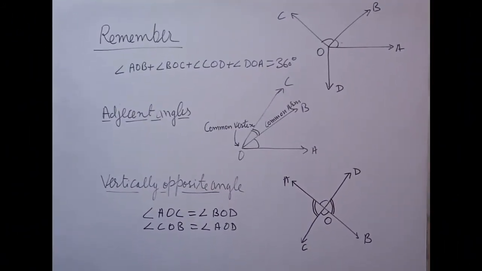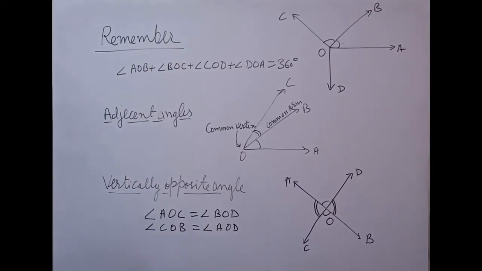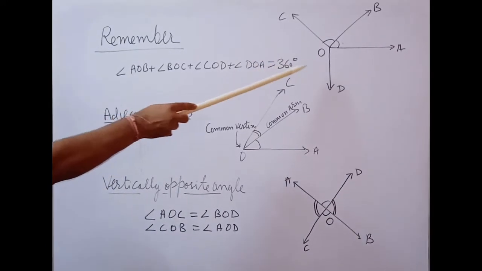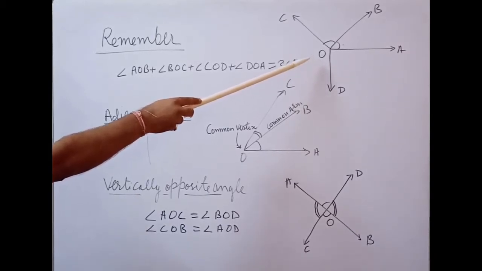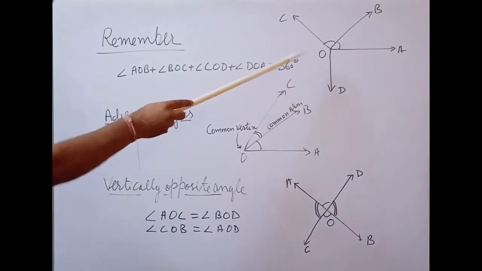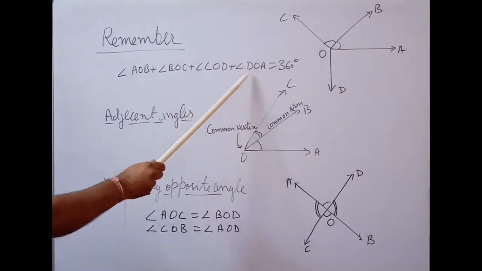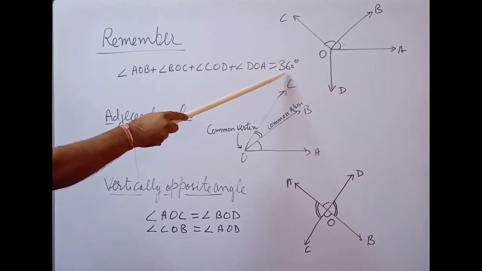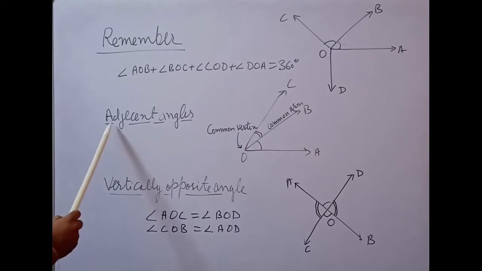Children, now learn or remember some important results. The sum of angles at a given point, that is O, is equal to 360 degrees. Here the angles are angle AOB, angle BOC, angle COD, angle DOA. So the sum of all these angles equals 360 degrees. Just remember it. Now one more thing you have to remember.